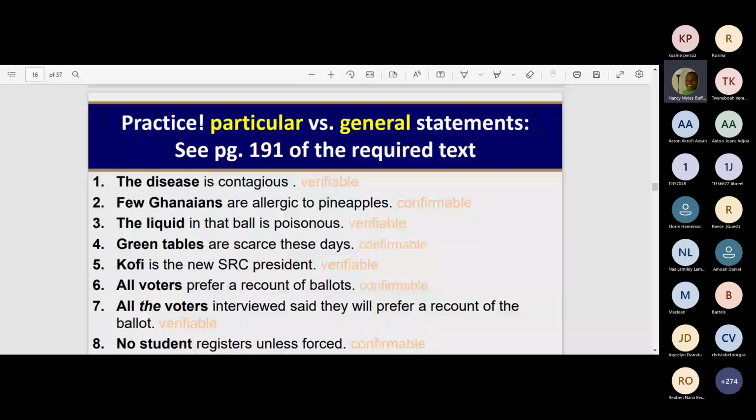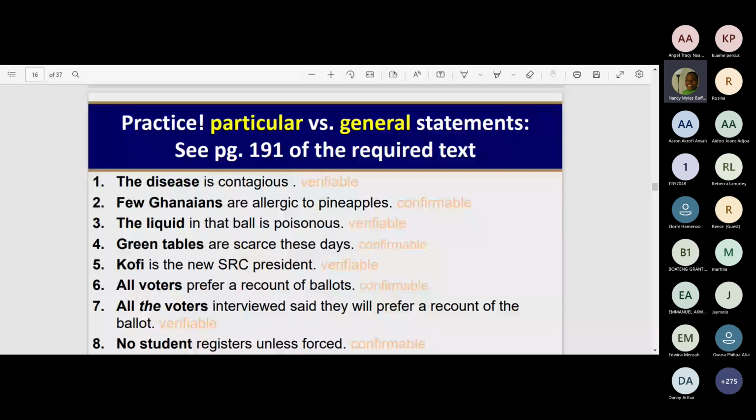The disease is contagious. What's the reference class? The disease. Is it general or particular? The disease is particular. Very good. Let's do more. That's why we have to practice.